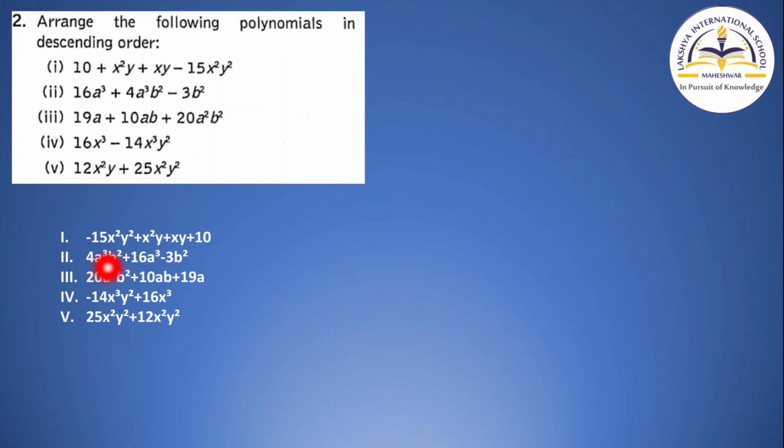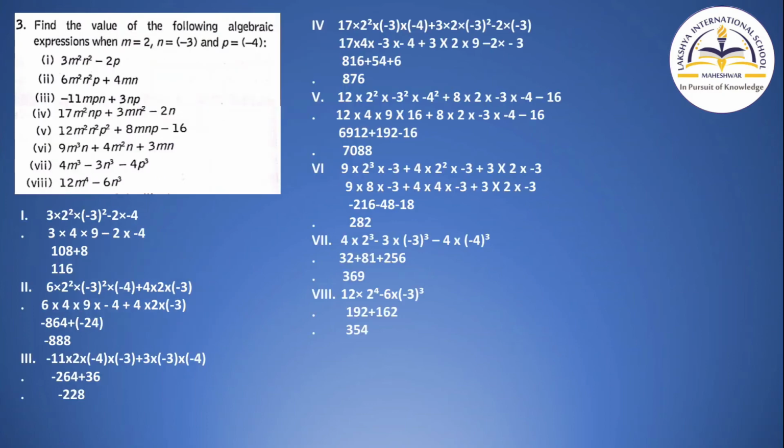First you can see here 4a cube b square, its power of degree is 5. So first we have to write 4a cube b square. Now in the next, there is power of degree 3. So 16a cube. Now next, power of degree 2. So minus 3b square. So you have to arrange according to the power of degree.